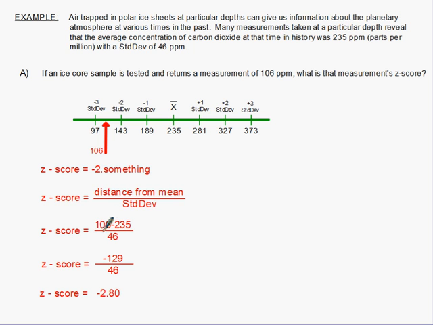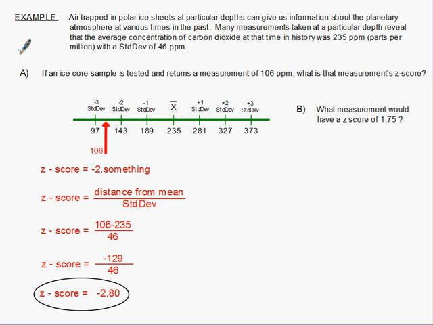So there are the numbers. It's always data minus mean. So there's our distance, divided by the standard deviation, and it's negative 2.8, which, if we look back at our number line, makes sense. Negative 2.8 seems to coincide with what we'd expect. And that tells us that it's a rare measurement, and the negative tells us that it's below the mean. So it's rare and small.